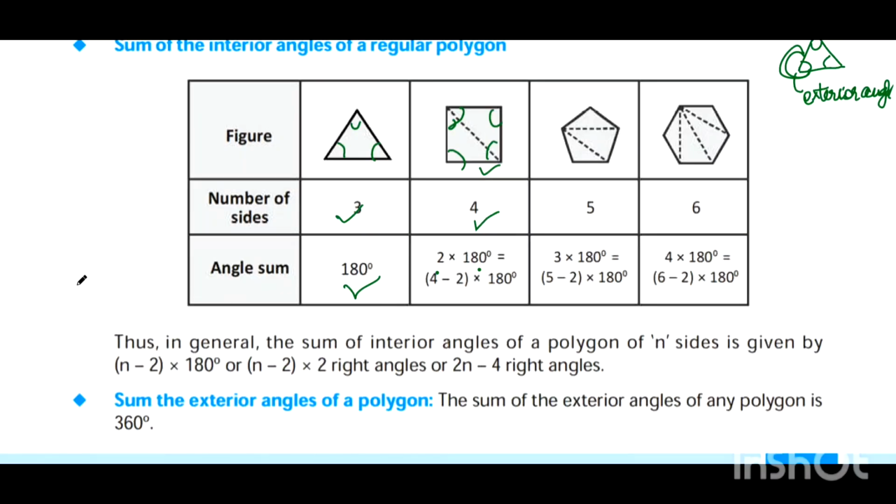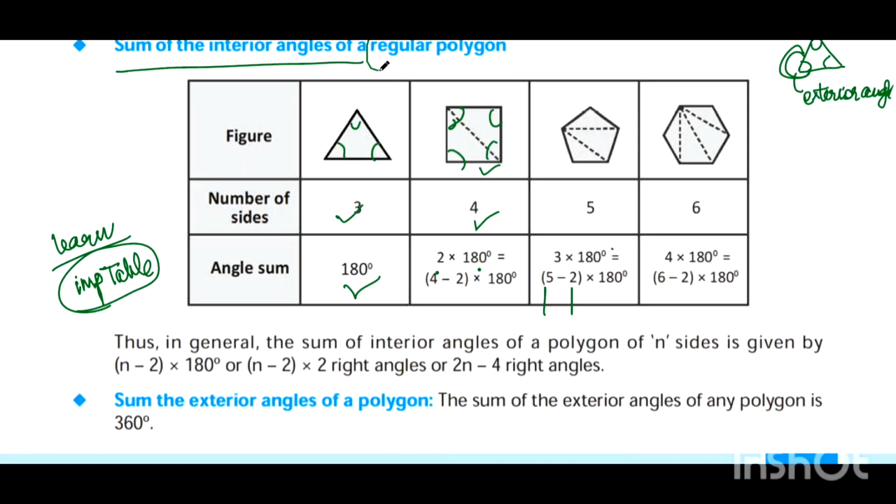Keep in mind, this is an important table. We will use it in our questions. You have to learn it well. Next is 5. 5 means pentagon. We have 5 sides, so I will say (5 minus 2) into 180 degrees, that is 3 into 180 degrees. 5 minus 2 means number of sides minus 2, into 180 degrees. Keep in mind, this formula always applies to a regular polygon.